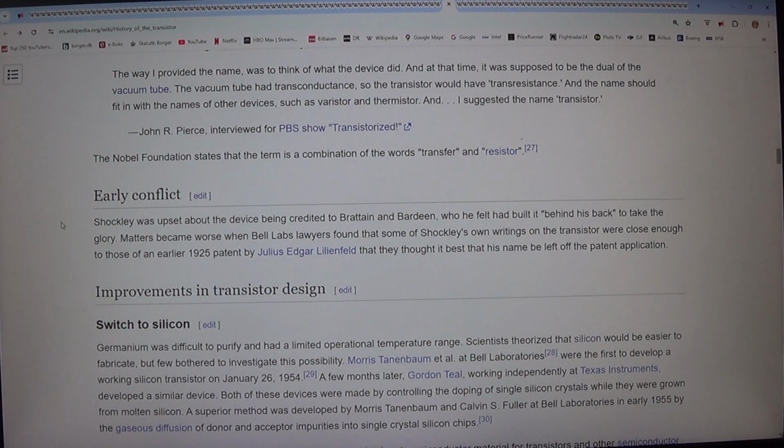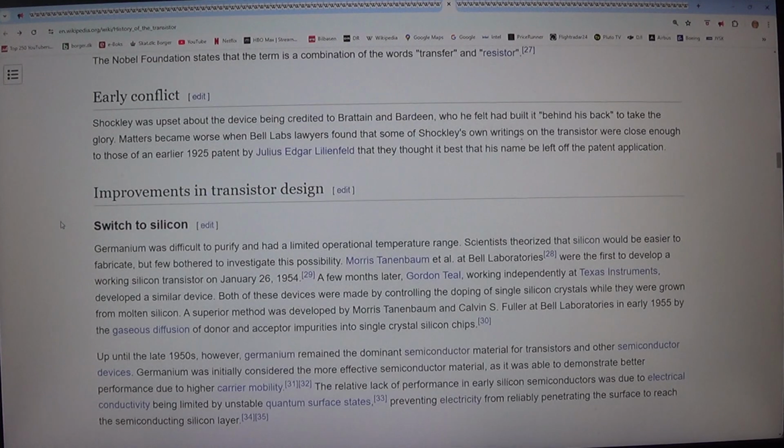Early conflict, edit. Shockley was upset about the device being credited to Brattain and Bardeen, who he felt had built it behind his back to take the glory. Matters became worse when Bell Labs lawyers found that some of Shockley's own writings on the transistor were close enough to those of an earlier 1925 patent by Julius Edgar Lilienfeld that they thought it best that his name be left off the patent application. Improvements in transistor design, edit.